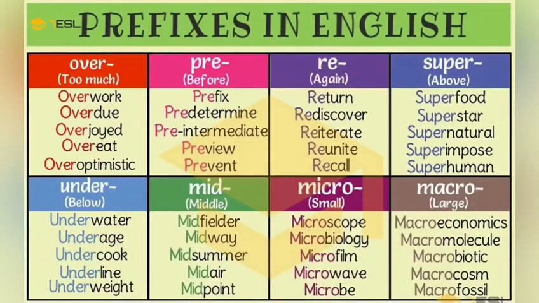Here is a list of the most common prefixes that we use in everyday life: over, pre, re, super, under, mid, micro, and macro. I hope the difference between the prefix and the suffix is clear to you all and you are able to make prefixes and suffixes.